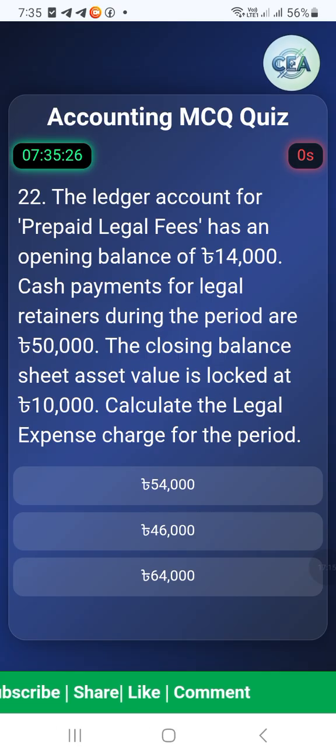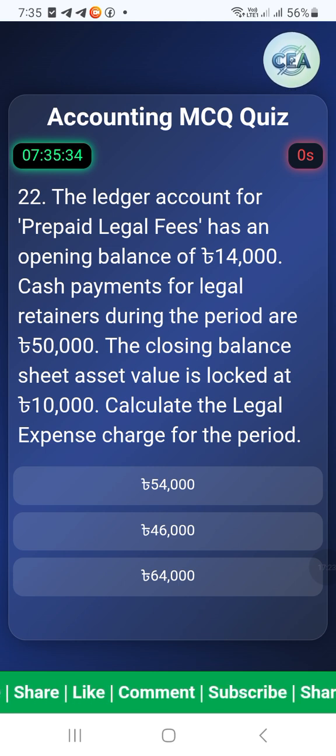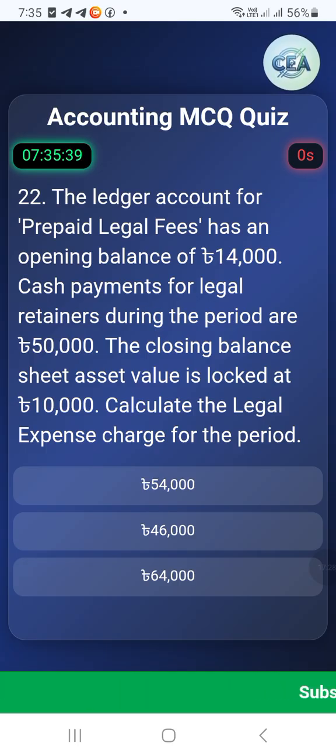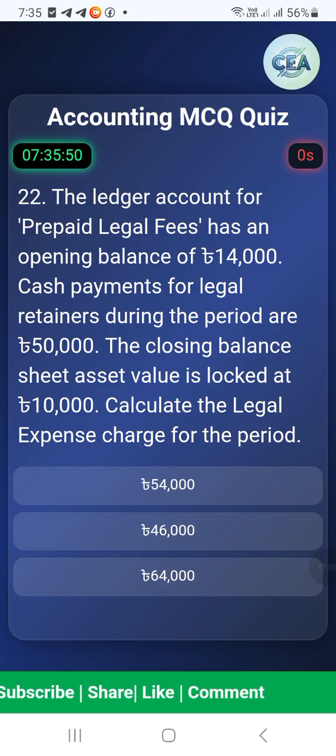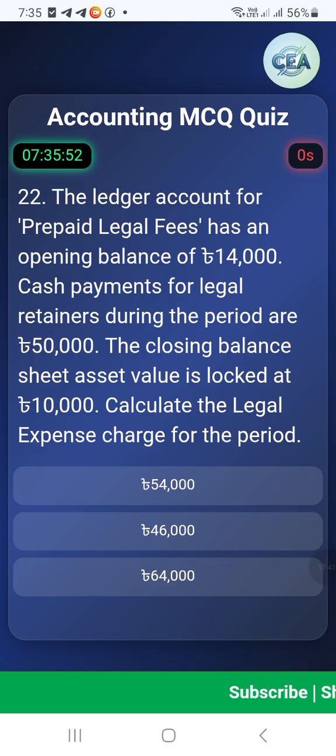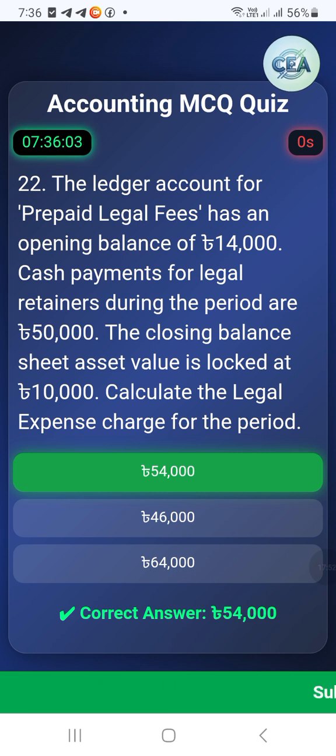22. The ledger account for prepaid legal fees has an opening balance of 14,000 takas. Cash payments for legal retainers during the period are 50,000 takas. The closing balance sheet asset value is locked at 10,000 takas. Calculate the legal expense charge for the period. Option 1. 54,000 takas. Option 2. 46,000 takas. Option 3. 64,000 takas. Correct answer is 54,000 takas.